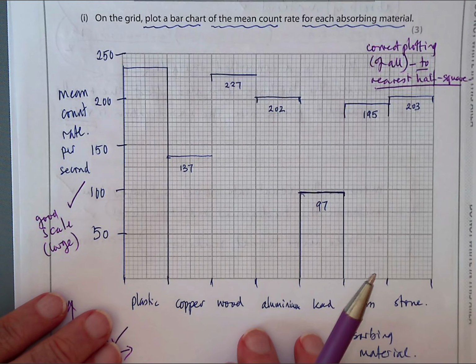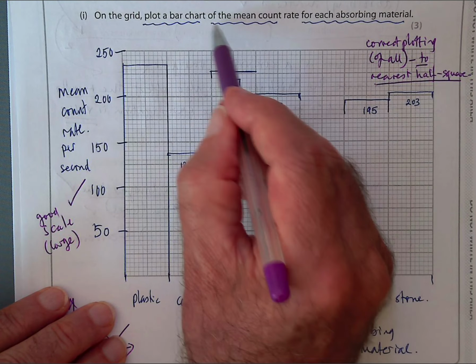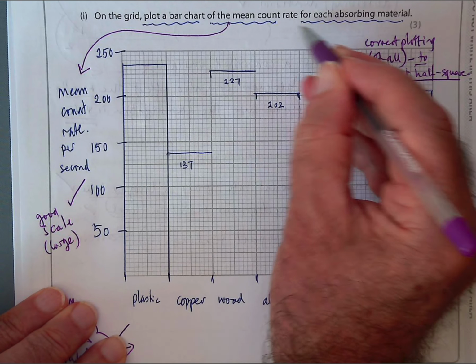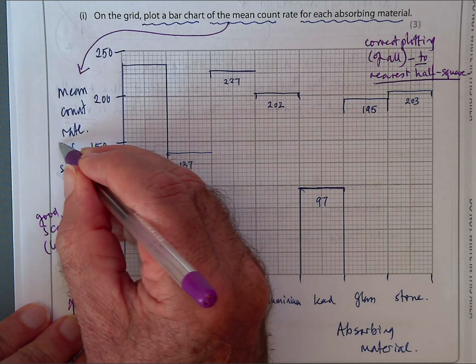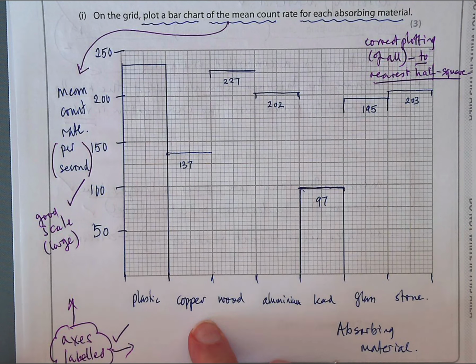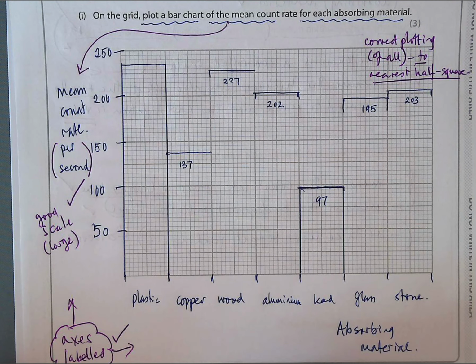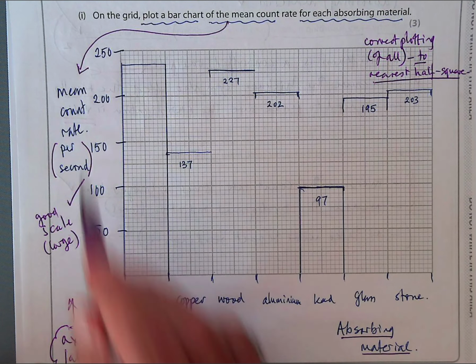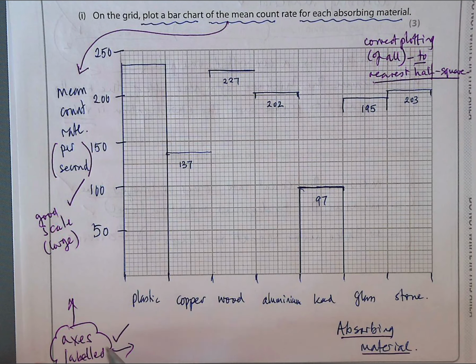It says draw a bar chart of the mean count rate. So there's the mean count rate, the mean count rate per second. Okay? You must put the units in. If you've labeled both axes properly, absorbing material, no units for that obviously, and you've got both of them labeled fully, you get 1 mark.